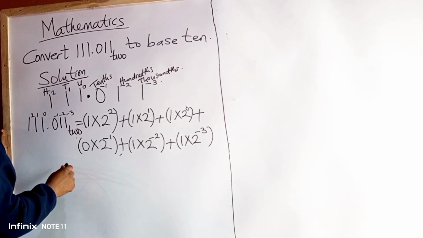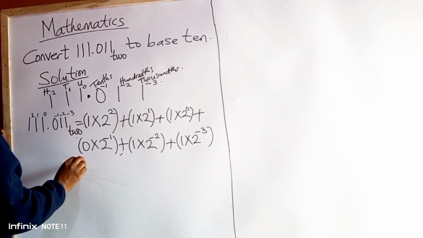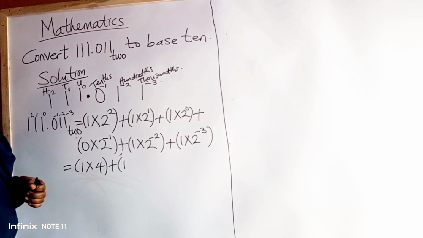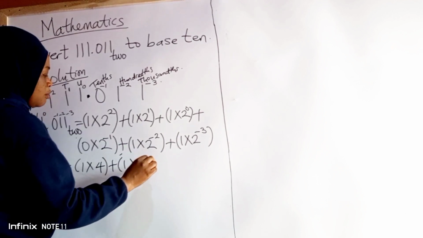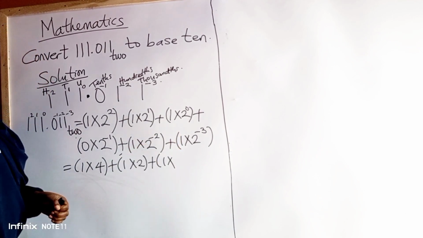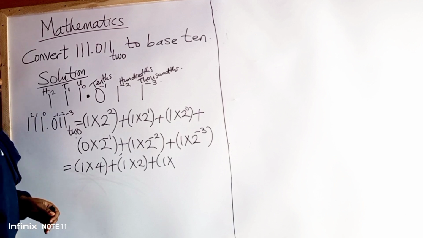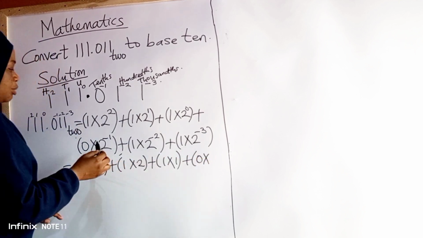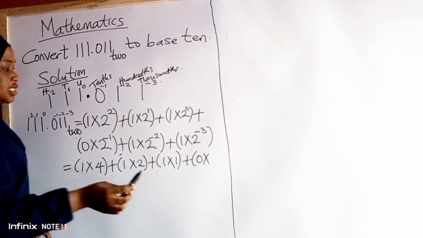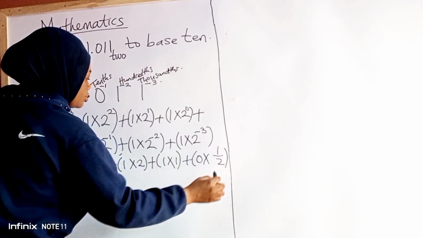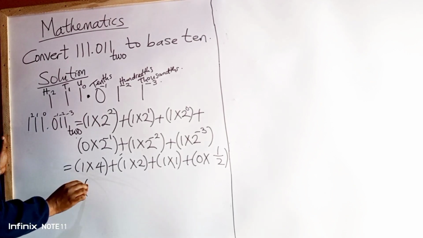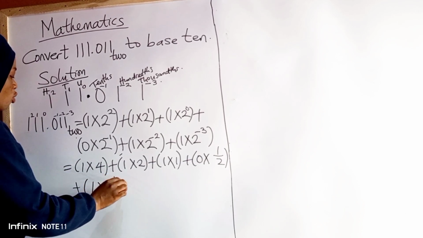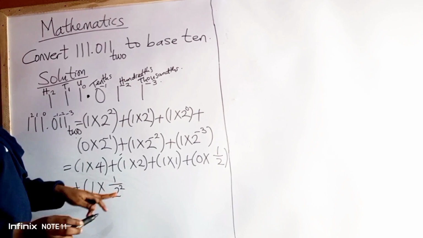Now, this is equal to 1 multiplied by 2 raised to the power 2, which is 4. Plus 1 multiplied by 2 raised to the power 1, which is 2. Plus 1 multiplied by 2 raised to the power 0, which is 1. Any number raised to the power of 0 is 1. So you write 1, plus 0 multiplied by 2 raised to the power of minus 1, which is the same thing as 1 over 2. Plus 1 multiplied by 2 raised to the power of minus 2, which is the same thing as 1 over 2 raised to the power 2, which is 4.